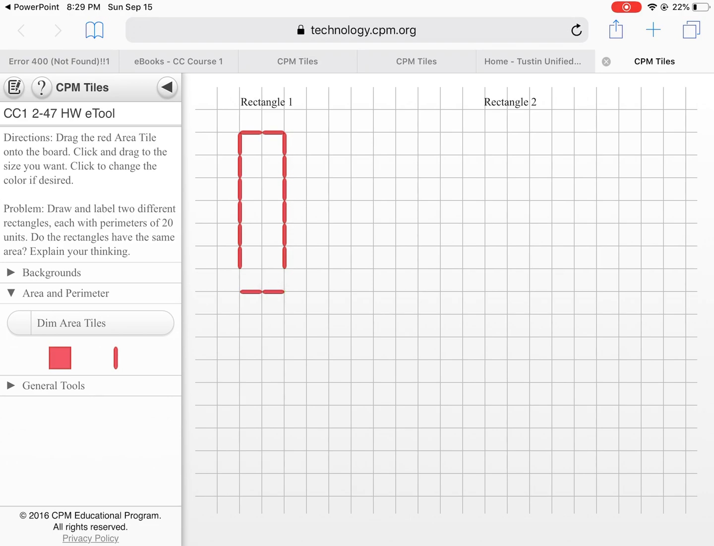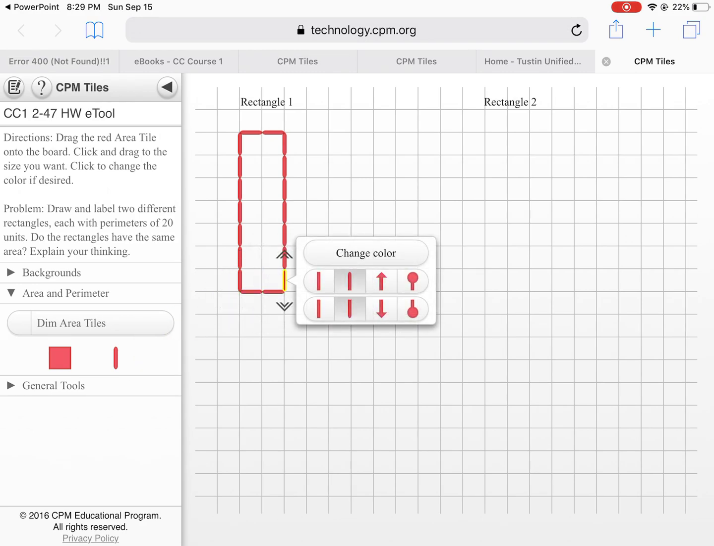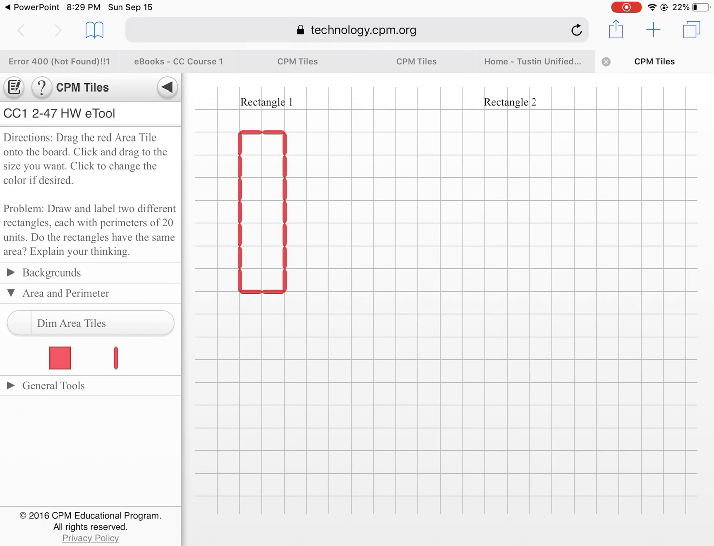So you can just keep doing it like that, adding your own toothpicks, just adding a couple more. Now we're up to 18. So it looks like we're going to have to do 1, 2, 3, 4, 5, 6, 7, 8 on each side. There. 8 plus 8 plus 4 is 20. So this rectangle is 2 by 8. And that gives us a perimeter of 20.